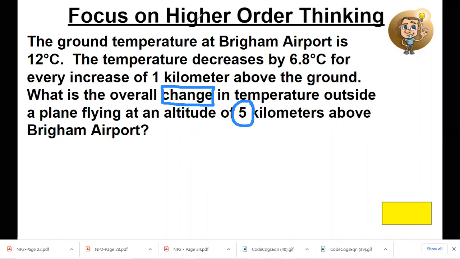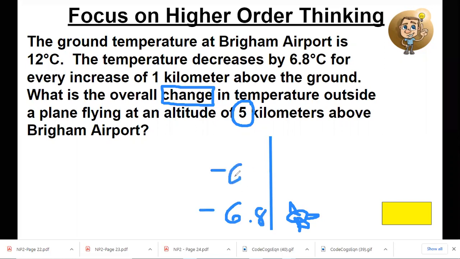So we can use a number line that looks something like this, right? So the airplane, maybe I can draw my little airplane. Don't expect it to look good. It probably won't, but there's my airplane. So if it goes up 1 kilometer, it's going to decrease in temperature by 6.8 degrees. If I go up another kilometer, it's going to go down another 6.8 degrees. By the way, this is an inverse relationship. As the airplane increases, the temperature decreases.